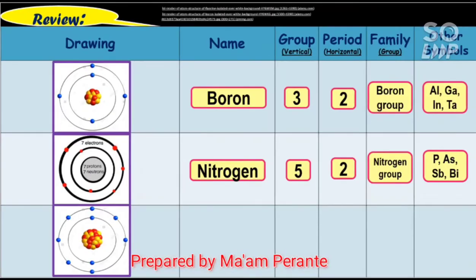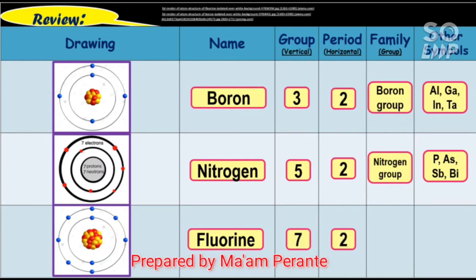Okay? So fluorine is the name of the element here, and it is located in group 7 and in period 2. The family of fluorine is called the halogen group. And on the halogen group, check your periodic table. You can also find chlorine, bromine, iodine, and astatine. So they are what we call the halogen group, and they all belong to group 7 because the group is also the family name of that element.